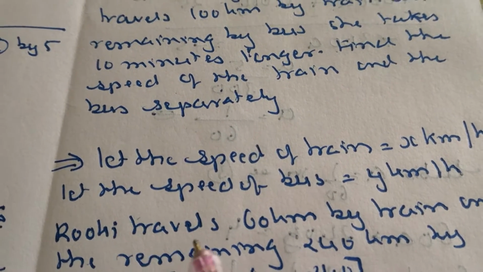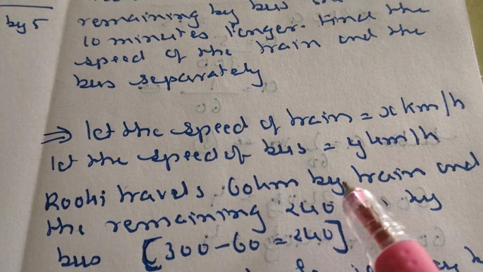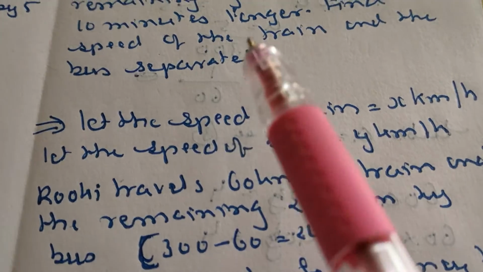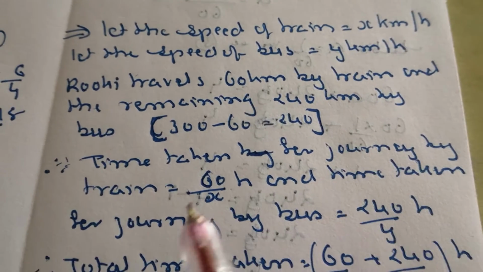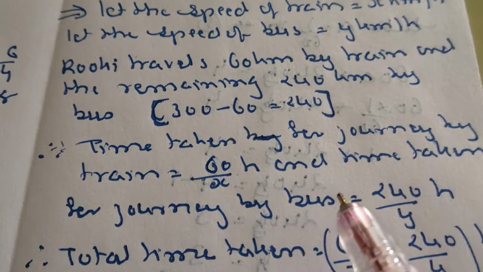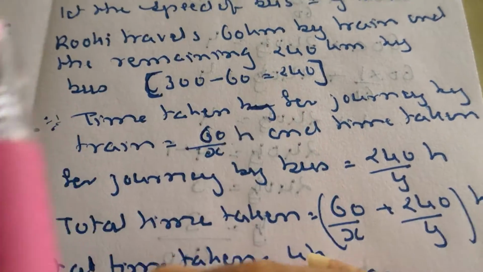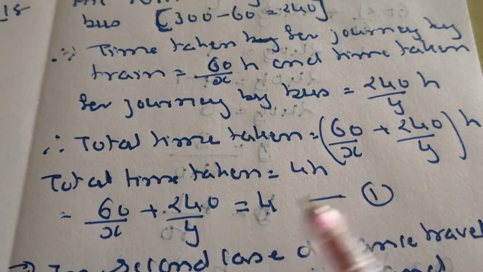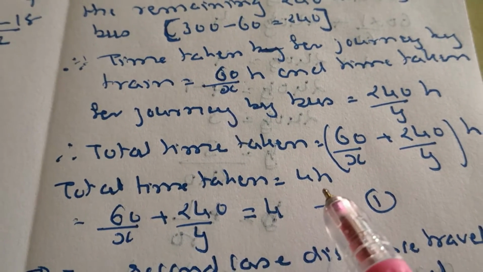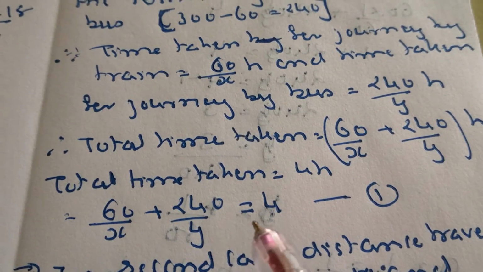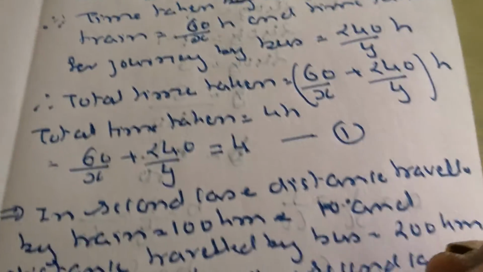Now Rohit travels 60 kilometers by train and the remaining by bus. So the remaining distance travelled by bus is total distance 300 minus 60 is equal to 240. So time taken for the journey by train is 60 upon x hours and time taken by bus is 240 upon y hours. So total time taken is 60 upon x plus 240 upon y. In the first condition the total time taken was 4 hours. So 60 upon x plus 240 upon y is equal to 4. That is our equation 1.